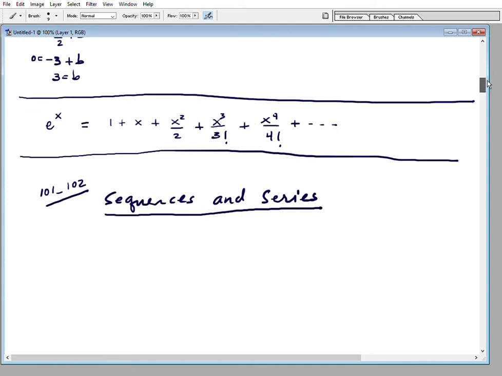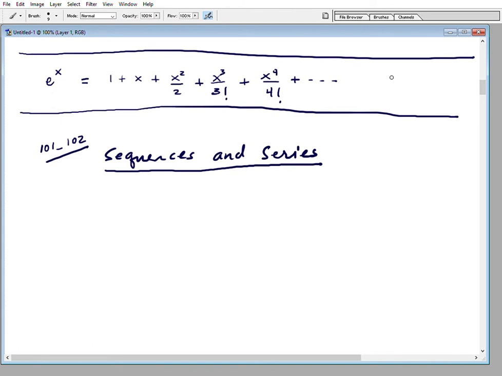All right, now that you know where we're heading, we're going to be approximating functions of one variable, functions that can't be written as a polynomial. We're going to be approximating them as an infinite series or an infinite polynomial. First we'll talk about a sequence. A sequence would be the individual terms not added. And then we'll talk about series.